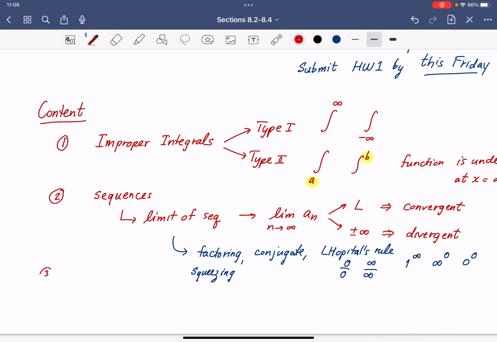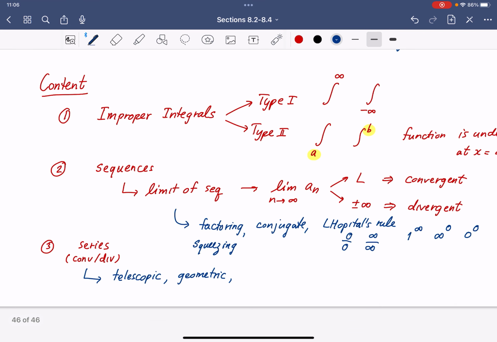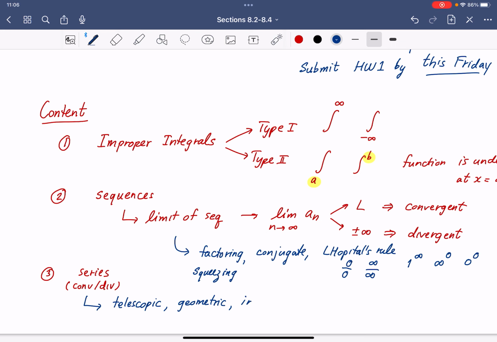And the last one is checking series, convergent or divergent. The things that we already learned are the telescoping series, the geometric series, and then we also learned the divergence test, the integral test, and the P series. That is all the content.